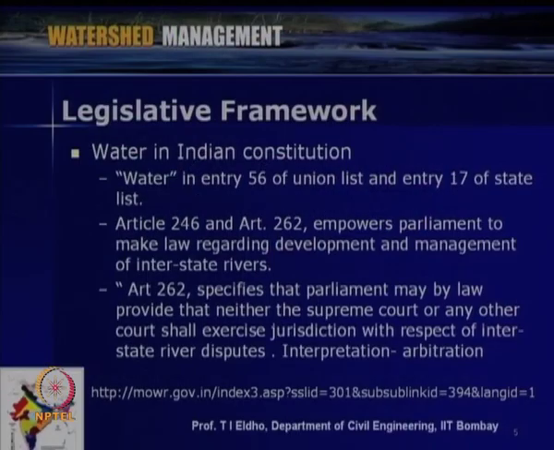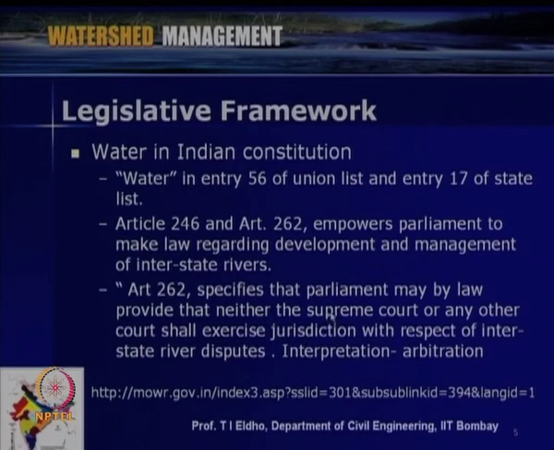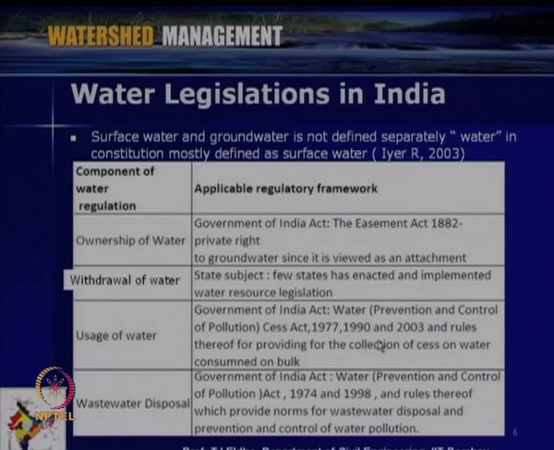So, as per Article 262, instead of a judicial review of these various issues, this article mentions arbitration rules as far as interstate issues are concerned. So the interpretation of Article 262 is that the Supreme Court or other judicial agencies can appoint some arbitrators to deal with these interstate rules. These details you can see on the Ministry of Water Resources website, as mentioned here.